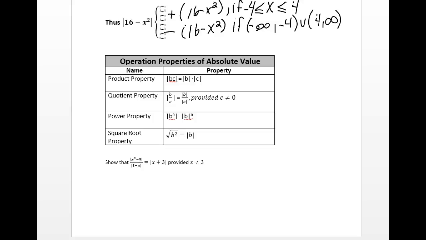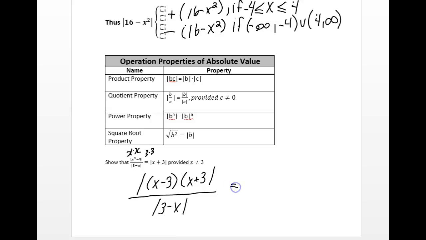Okay, so this one says show that the absolute value of x squared minus 9 over the absolute value of 3 minus x is equal to x plus 3. So they have the answer there, and they're saying provided that x cannot equal 3, because that would make the bottom undefined. Okay, so first we're probably going to factor the top. So this is the difference of squares, so it's the same thing as having x and 3 and 3. So I can write it as x minus 3 and x plus 3, and it's all over 3 minus x.